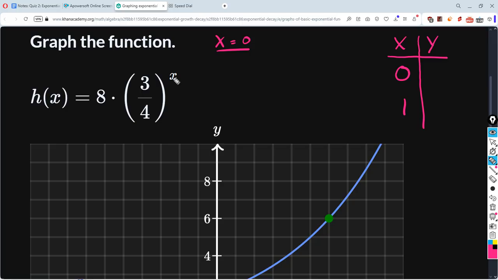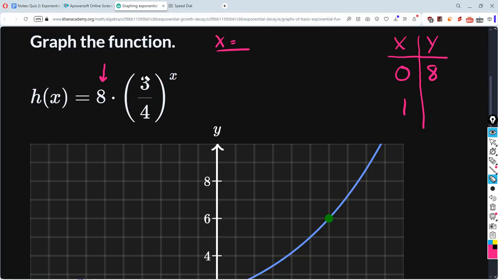well, that's pretty simple. If you put a 0 here in place of x, you're going to have 8 times 3/4 to the power of 0. 3/4 to the power of 0 is just 1. And of course, 8 times 1 is just 8. So at x equals 0, y equals 8. Okay, and that makes sense because we said you would get the y-intercept or value of a when you plug in x equals 0.